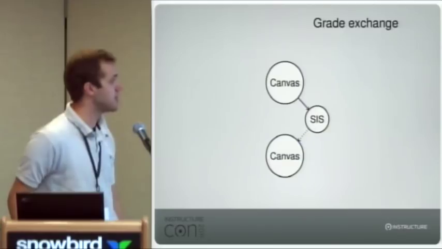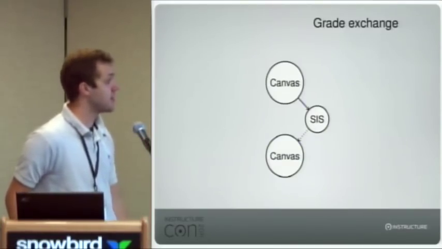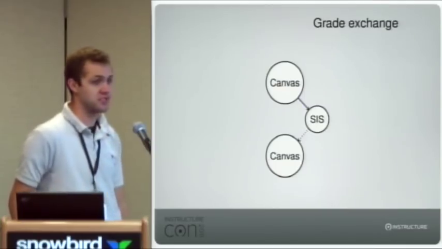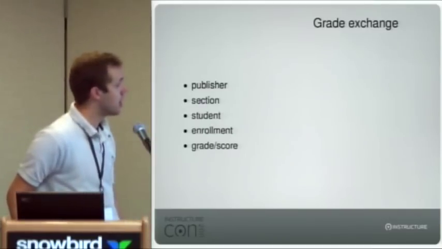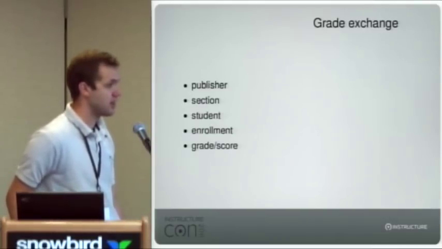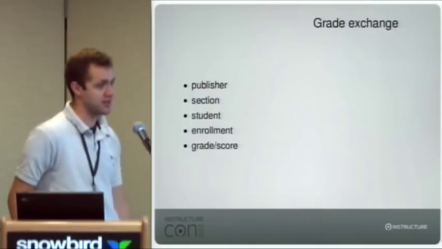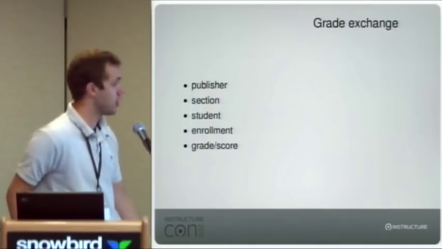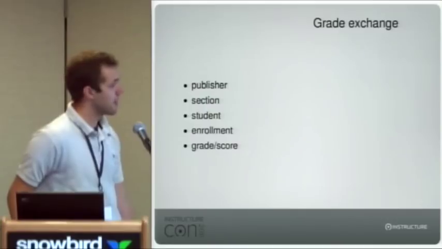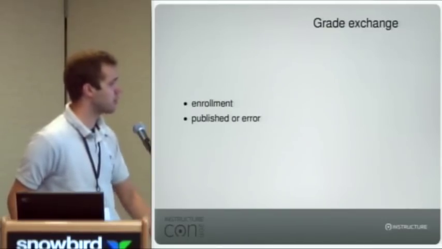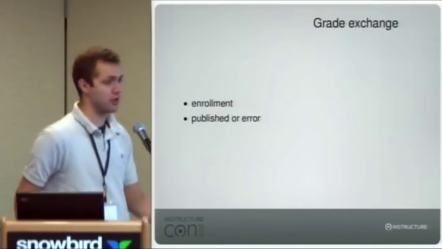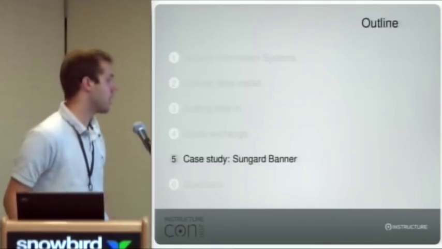We publish some CSV. Basically, the flow is Canvas publishes to the student information system at an HTTP endpoint, and then optionally you can configure it to wait for a response from the student information system about whether the grade publishing was successful. The things that are sent are who's publishing, like the teacher, the section in question, the student, the enrollment, and then the grade or score. We do both letter and number grades. And if you're going to return a response, you need to reply with the enrollment and whether it was published or an error.